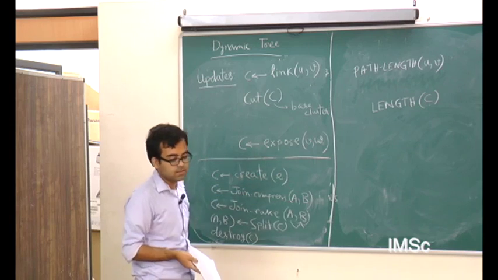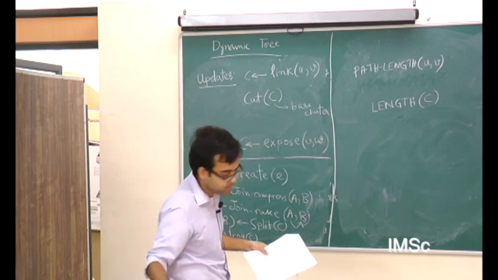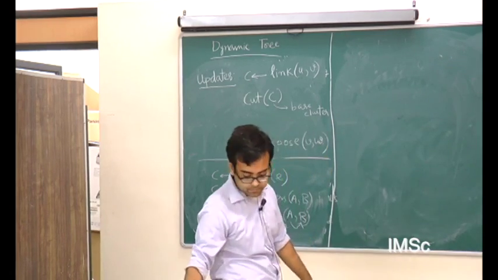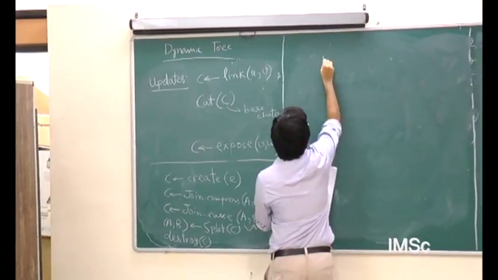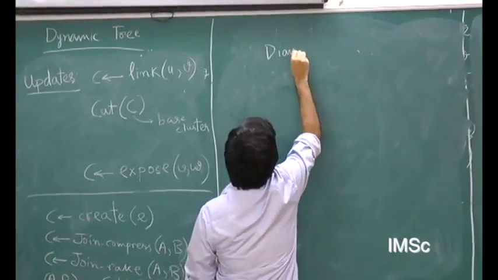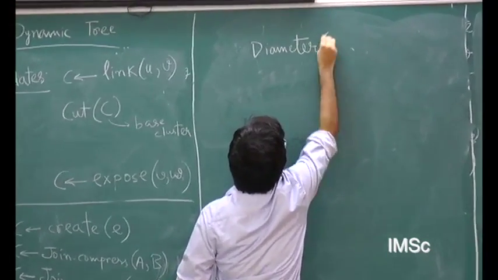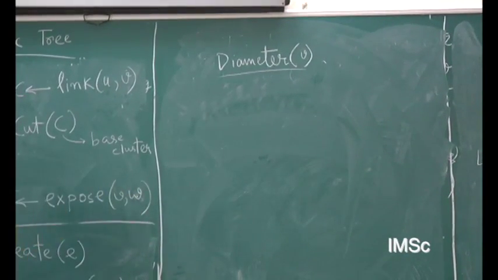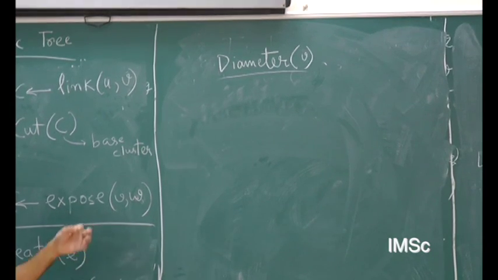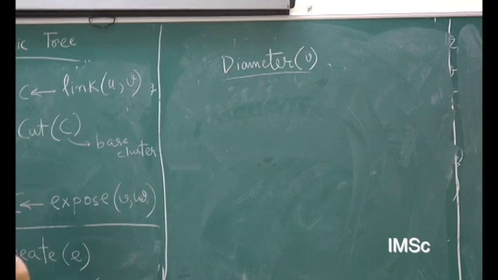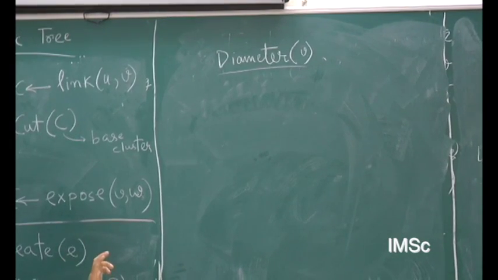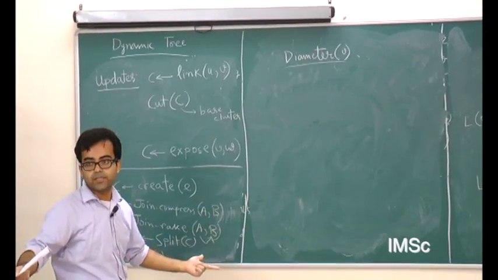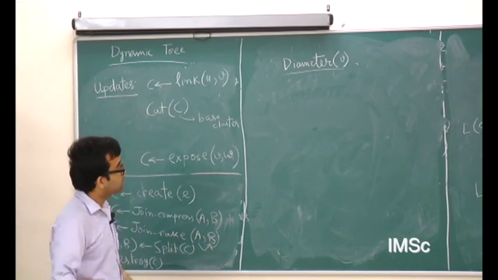I will just give you one example, then we will just stop. We will conclude dynamic trees. Suppose diameter of V. This just says look at the tree containing V, return me its diameter. And you know what the diameter is? Look at the pair of nodes that are farthest away from each other. What is the distance between them?